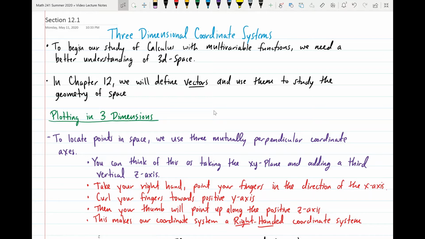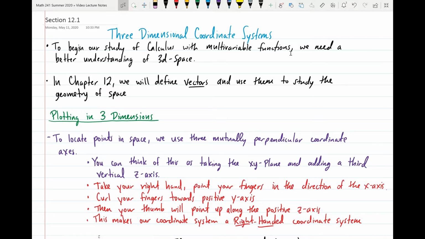In this video we will be covering section 12.1 on three-dimensional coordinate systems. Before we begin our study of calculus with multivariable functions, we're going to need a better understanding of three-dimensional space. So up until this point in calculus, you've only worried about two-dimensional space, functions that you can plot inside of the plane. But we want to move these concepts up to higher dimensions because three-dimensional space is often more useful for real-world problems. But before we can do that, we first need to have a better understanding of three-dimensional space.